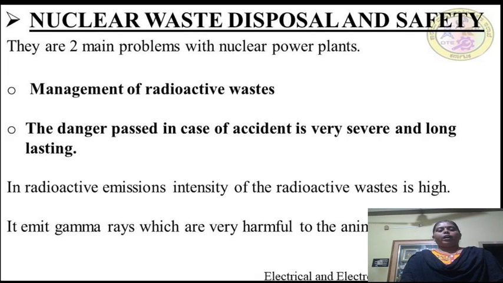In radioactive emissions, the intensity of the radioactive waste is very high and it emits gamma rays which are harmful for animals and human. Because the intensity of the waste is very high, it is harmful for the animals. The emissions are like gamma, alpha and beta.